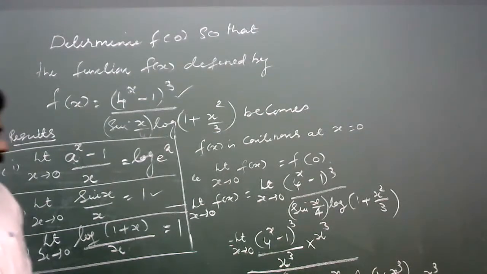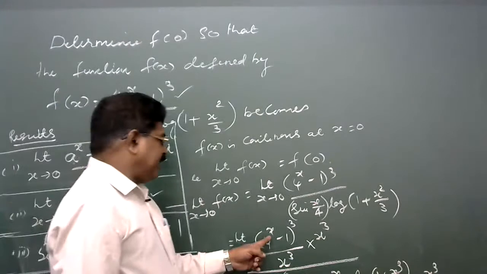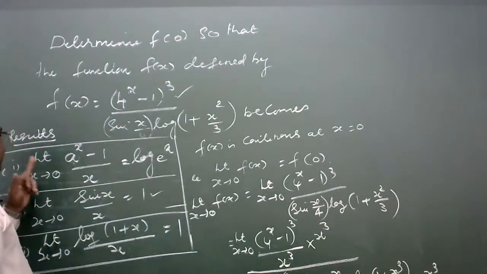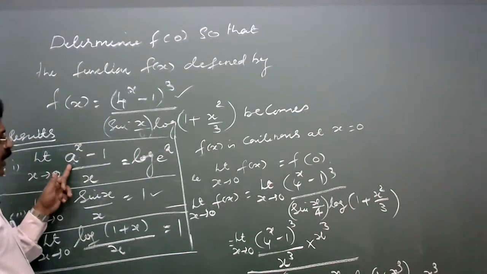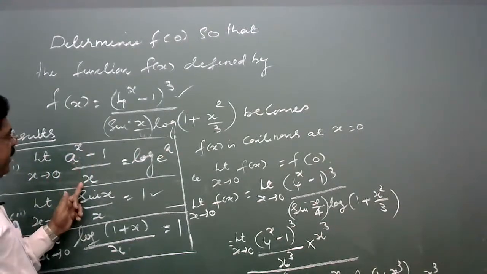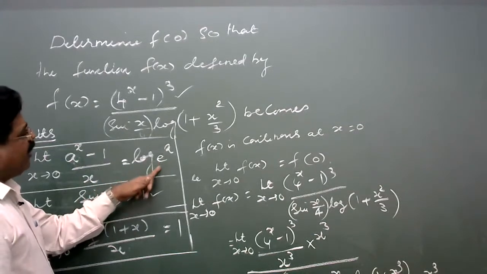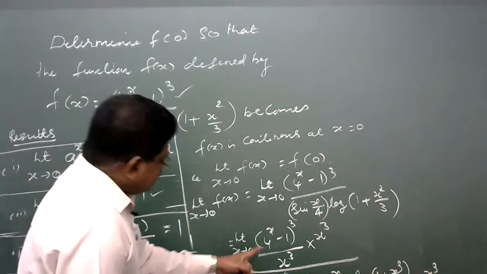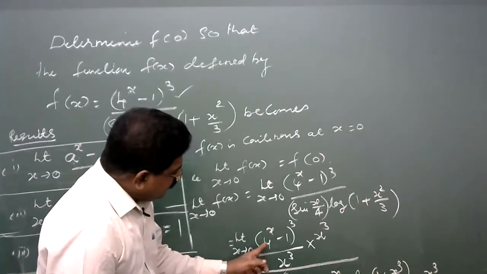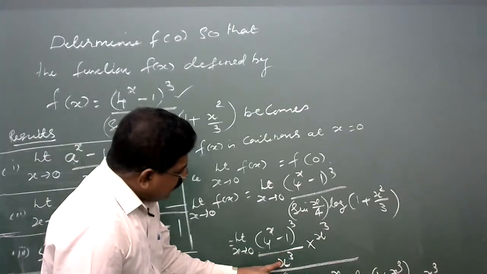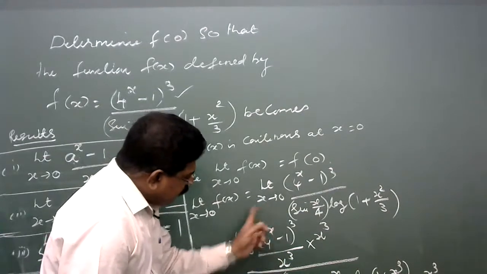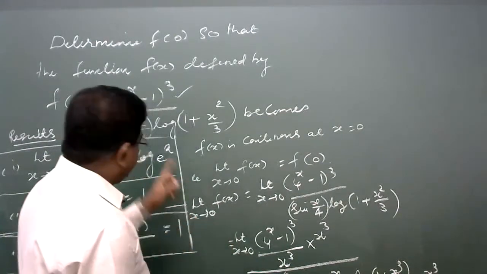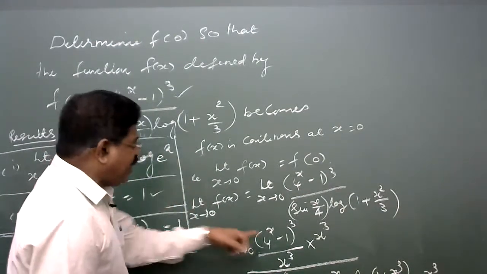Clear? So here we already studied the limit as x tends to 0 of a to the power x minus 1 upon x, that is equal to log of a to the base e. Now let us come here. This is the limit as x tends to 0 of (4 to the power x minus 1 upon x) whole to the power 3. Correct? Then what is the value? Log of what is the a? A is 4.